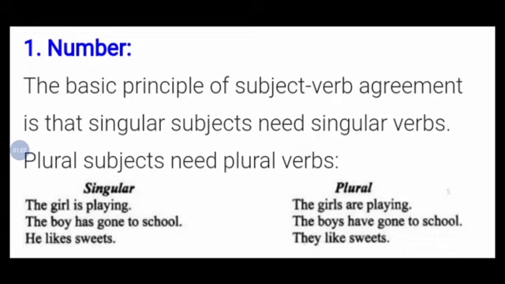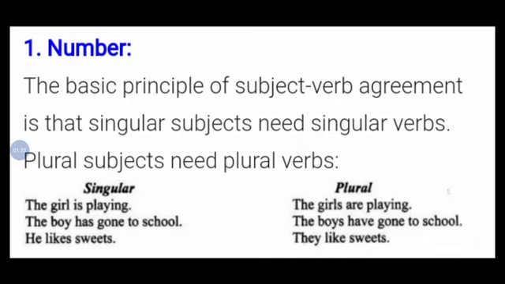Now let's have a look at the examples. Singular: the girl is playing. The girl is the subject, that's why we need to take here is playing. If we take are playing, it is grammatically wrong because the girl is the singular subject. Singular subject takes the singular verb and the plural subject takes the plural verb. So the correct sentence is the girl is playing.